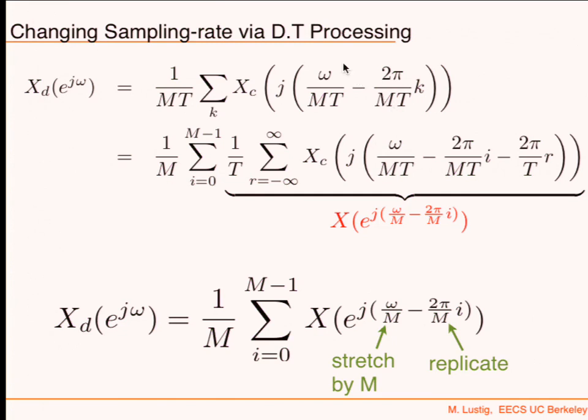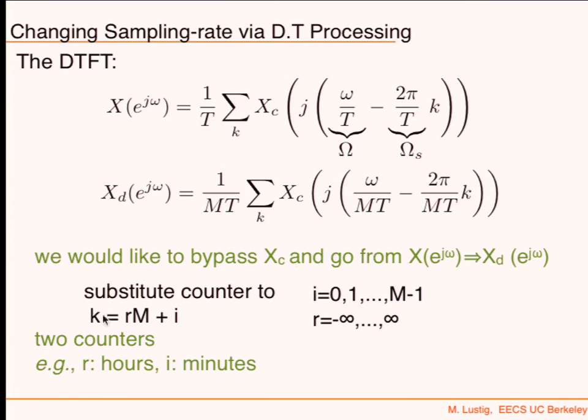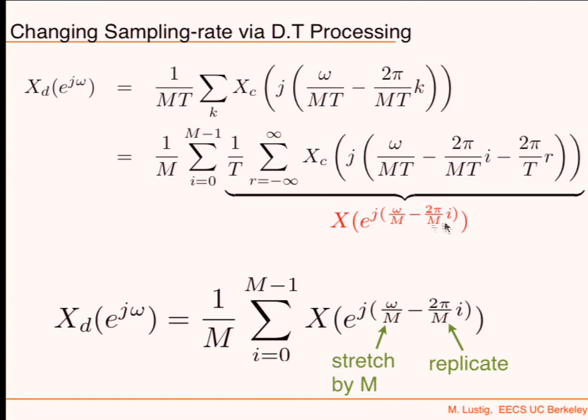Now I'm going to split the sums. So I'm summing over l equals 0 to M minus 1, and I have to divide by 1 over M. And I'm summing over r from minus infinity to infinity of 1 over T. And when I split the sum over k into l and r, I substituted k as r times M plus l. So here the M goes away from the bottom.